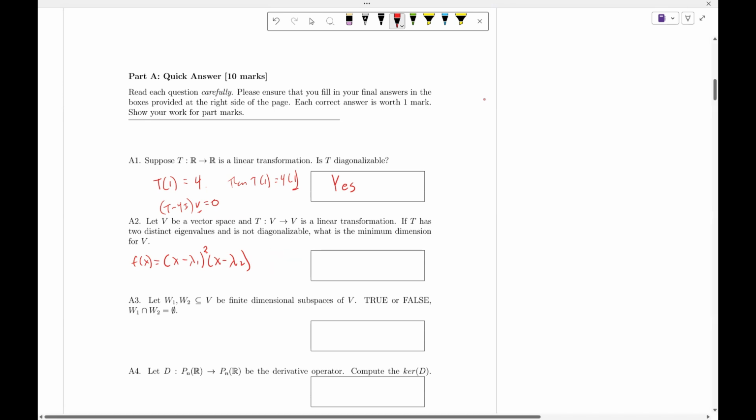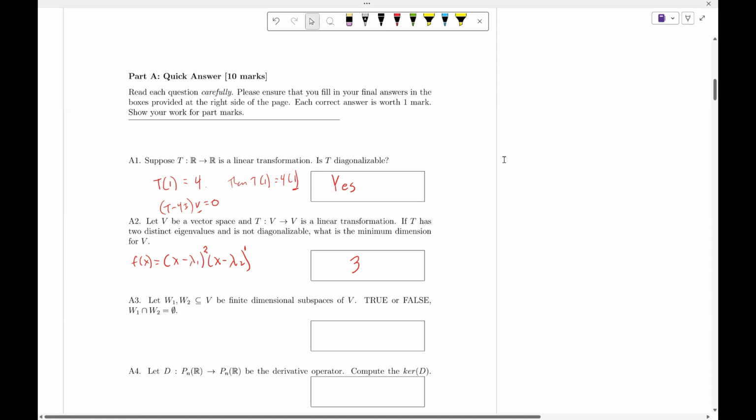But we see that here we would have a total dimension of 3. Whereas if we multiplied by some other factor that we couldn't divide or factor into linear factors, it would be degree 4. And the degree of our characteristic polynomial is the dimension of V. So here, the minimum dimension for V is 3.